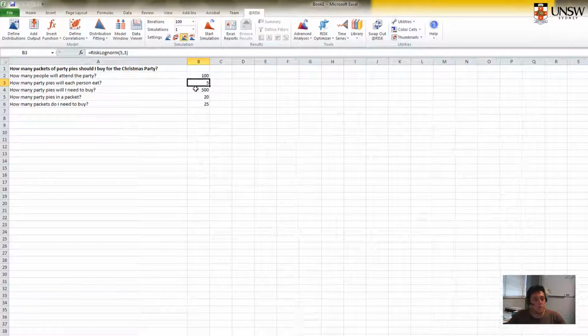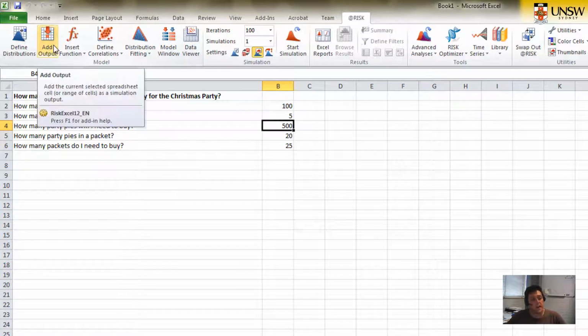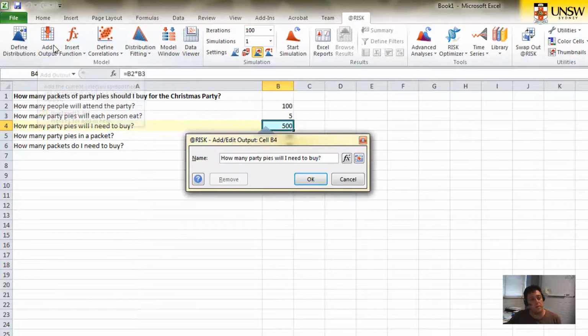How many party pies will I need to buy? That calculation still holds, but now we're going to use this second tab here to add an output. So we can look at the variability. We can look at the probability density function that takes into account the uncertainty in the two parameters that we used to calculate the number of party pies that we'll need to buy. So I've clicked on add output. So here we can give a name to that output. The default name there is fine. So we'll just press OK.